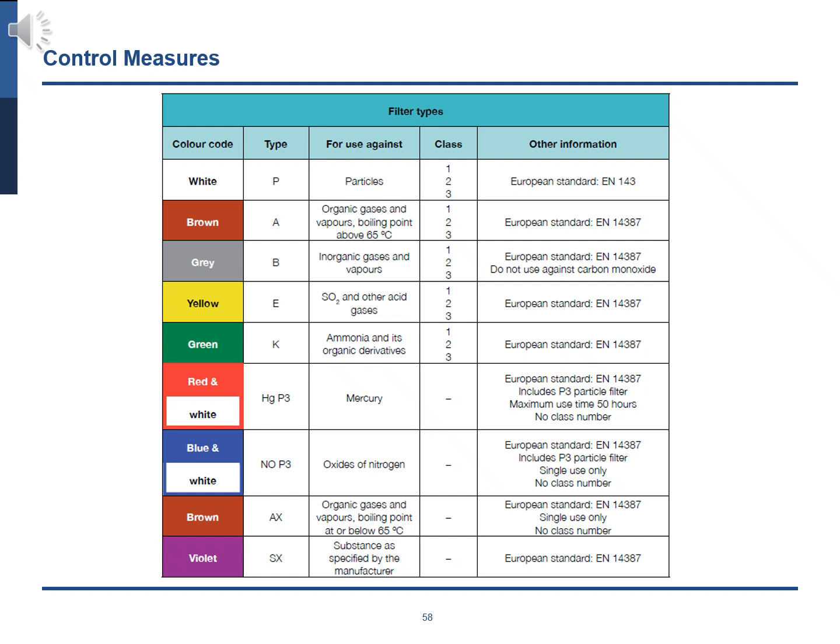Brown, AX for organic gases and vapors with boiling points below 65 degrees Celsius. Complies with EN 14387. No class number. Violet, SX4 substances specific as stated by the manufacturer. Complies with EN 14387. No class number.